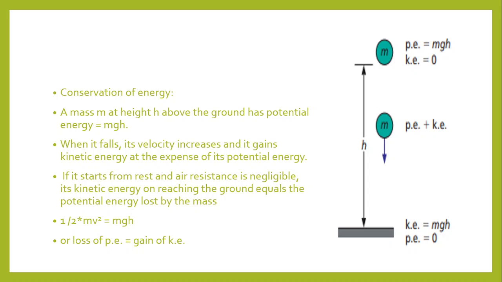That says that when the ball touches the ground, it has its maximum velocity, right? So the kinetic energy has reached its maximum value. However, since it's at the ground, the relative potential energy that the ball possessed is now equal to zero, and all of the potential energy that it had in the start is now converted into kinetic energy.